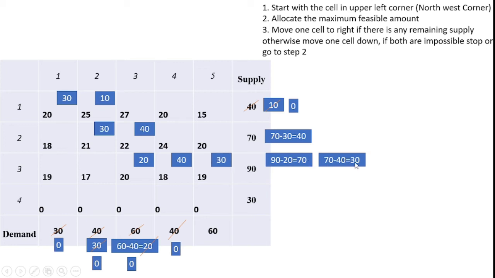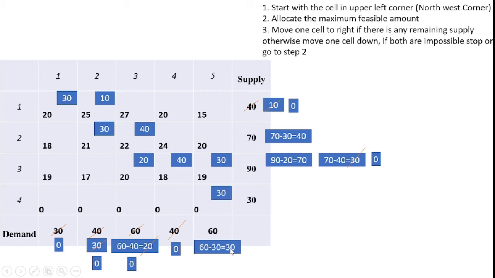Likewise I got. After that I compare 60 and 30 with each other. 30 is the minimum, so I can allocate to the right hand side of the previous cell. So I can allocate 30 there. Here the supply 30 gets 0. After that I can subtract from the available demand. 60 minus 30 is equal to 30.